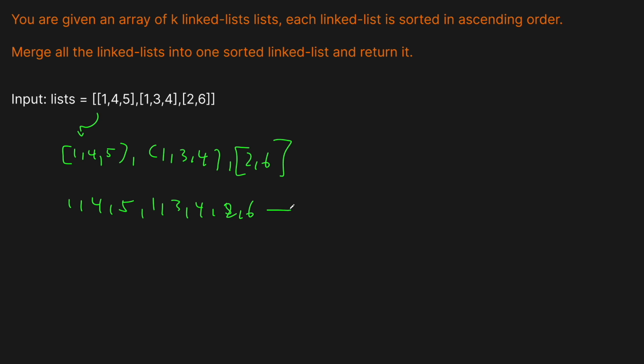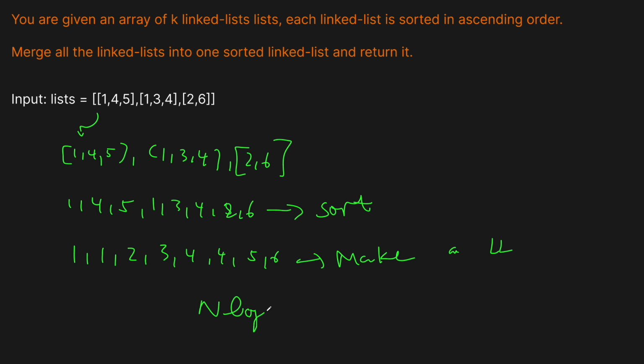And then we could sort this to get it in the correct order. So we'd get 1, 1, 2, 3, 4, 4, 5, 6. And then we would make a linked list. So this works, and it's going to be n log n time because of the sort. For the space complexity, you're going to need big O of n because you need to make the list. Sorting also takes big O of n, and then you have to return a new linked list, and that's also going to be big O of n.